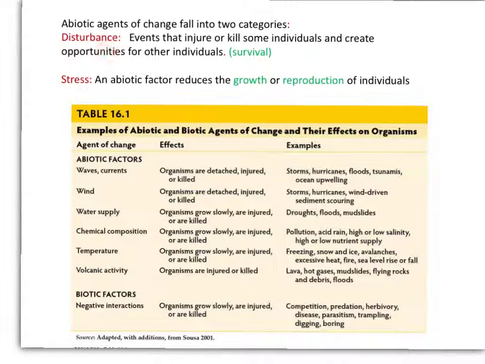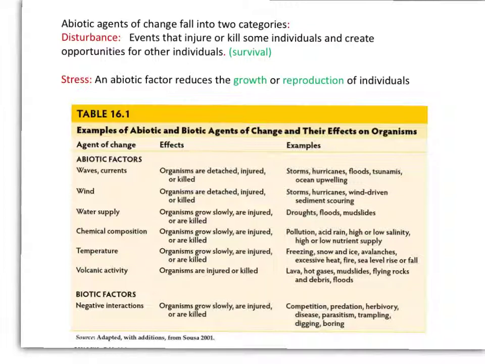But disturbances are events that kill or injure individuals and create opportunities for other individuals. So disturbances basically affect survival, okay? And stresses, on the other hand, can reduce growth or reproduction of individuals. So there's not necessarily a distinction that's always made completely between these two. And we've talked about this before over and over again, that these words give us a common language to talk about phenomena, but we don't have to split hairs over everything.